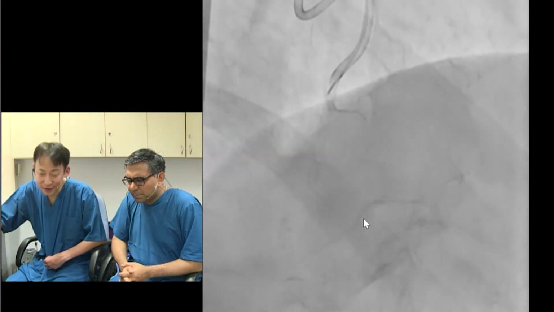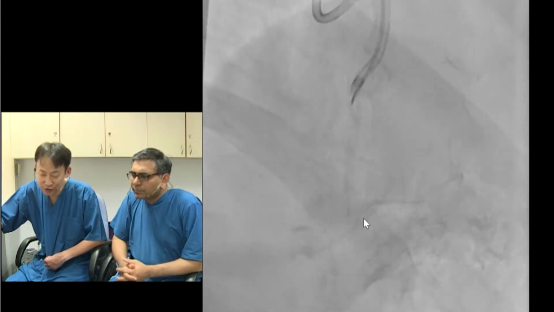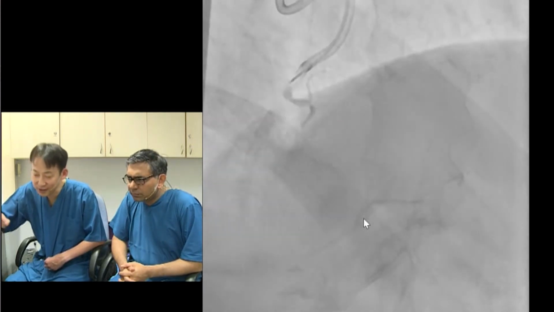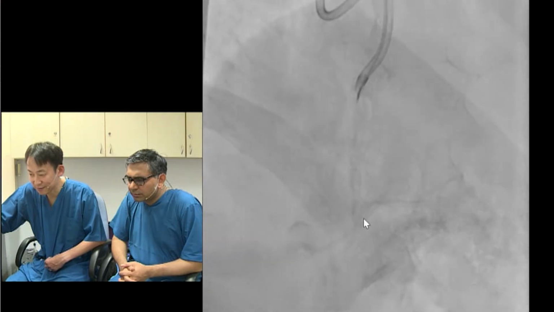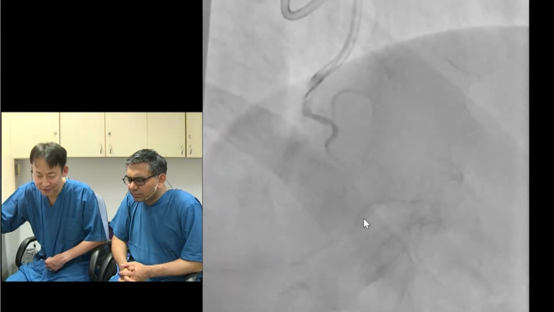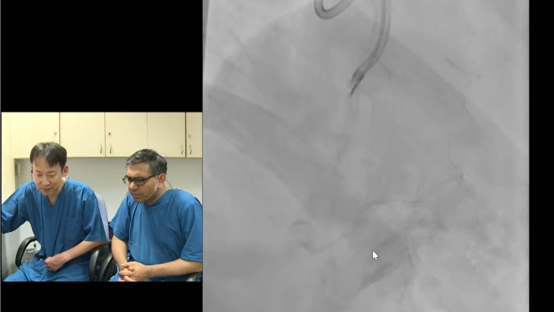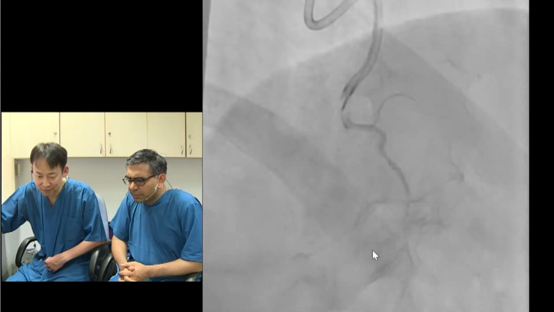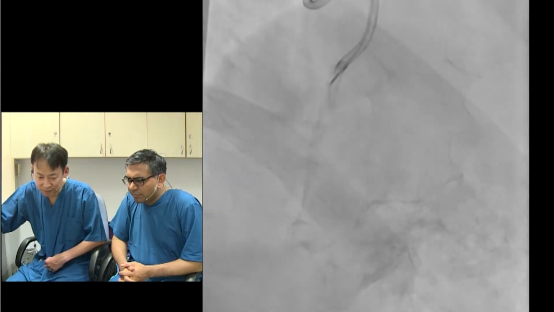So if we need the retrograde approach, we should check the tip injection from each septal. Okay, understand. But this patient has moderate CKD, GFR less than 40. Yes, that is why sometimes we consider the retrograde approach for the CKD patient.